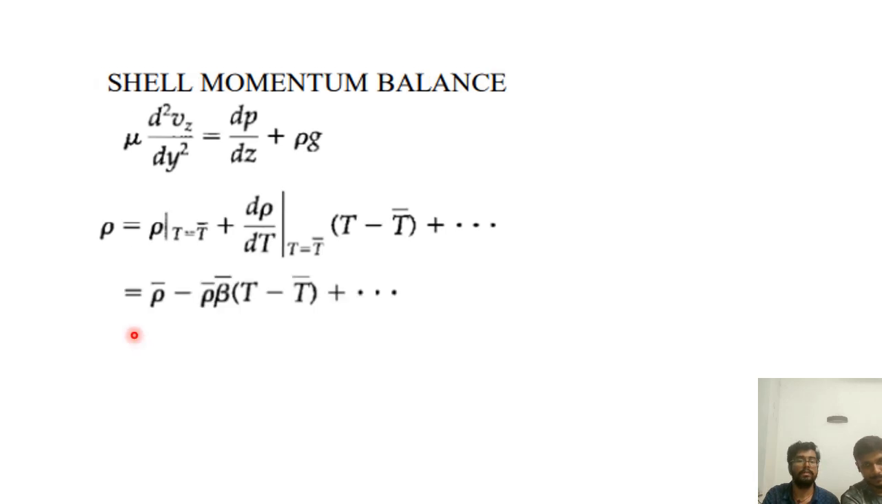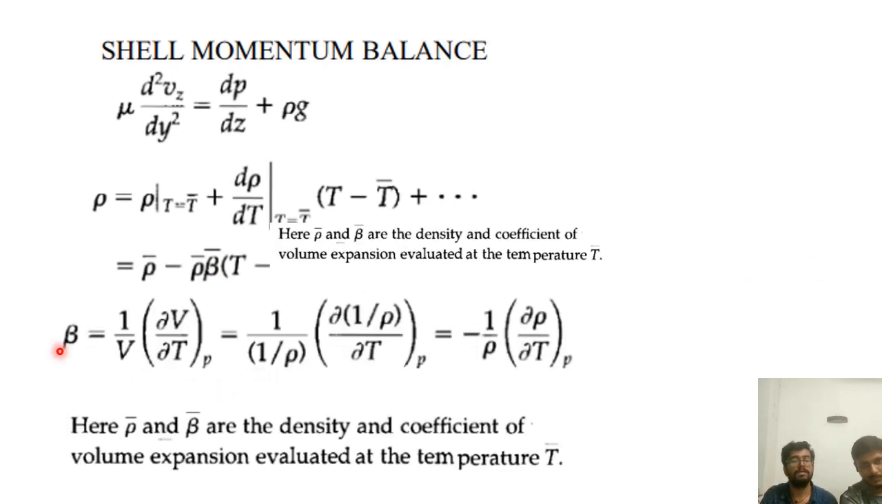After that, this can be written as rho bar minus rho bar into beta bar into T minus T bar, and again we will be neglecting the higher order terms. Now what is beta? Beta is given by this function, that is 1 by v into dou v by dou T at constant pressure P. v is the specific volume, and v can be written as the reciprocal of density. So we will write it like this, and if we differentiate it, we will get minus 1 by rho square term over here and d rho by dT, and this will get cancelled and we will have this final value.